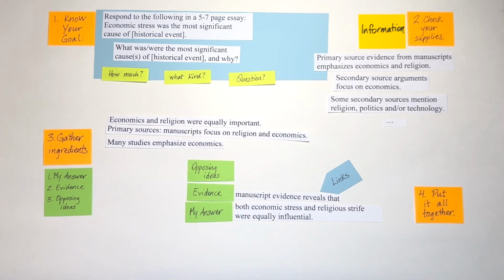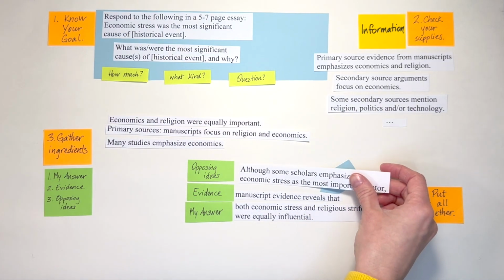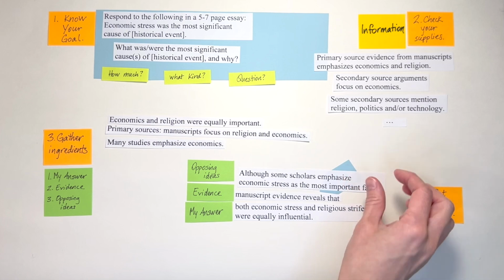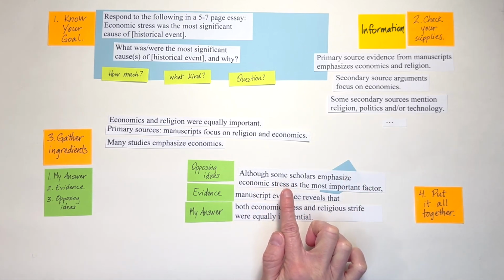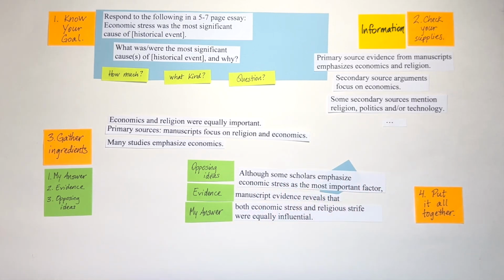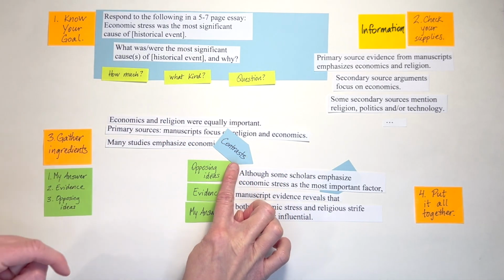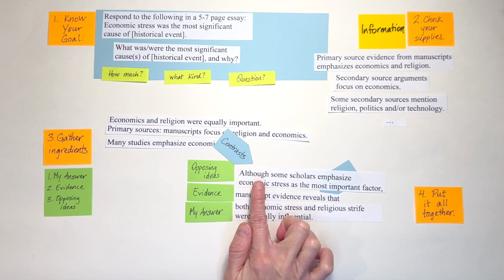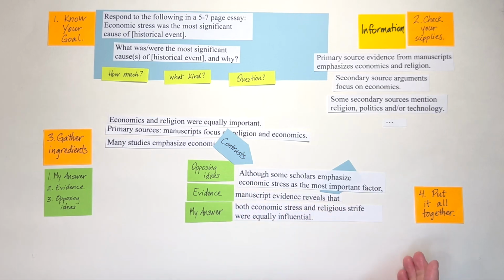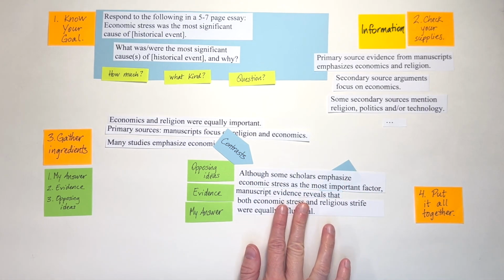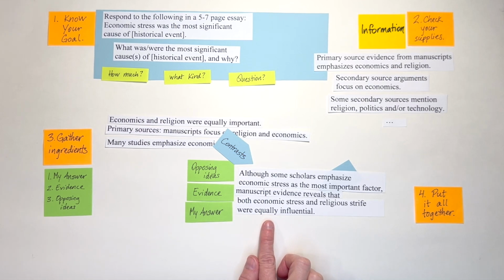And I'm going to actually put that first in my sentence. So even before the evidence, I'm going to start the sentence by saying, although some scholars emphasize economic stress as the most important factor. And here I have the contrasting word although, and that's going to put this part of the sentence in opposition to what comes after it. So altogether I have, although some scholars emphasize economic stress as the most important factor, manuscript evidence reveals that both economic stress and religious strife were equally influential.